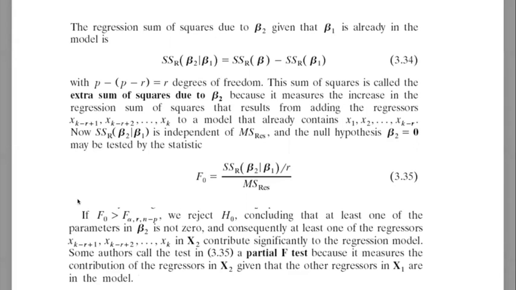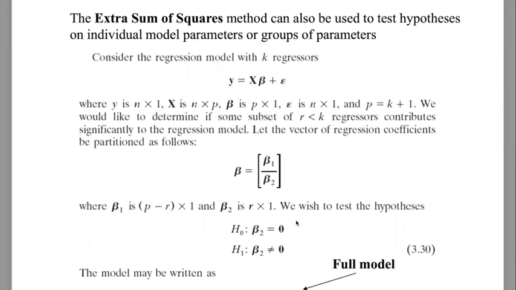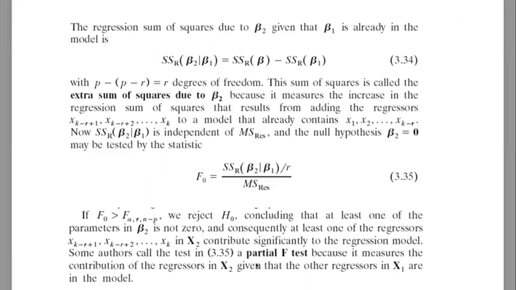And so if that's the case, if F calc here exceeds that upper alpha percentage point, then we would reject this null hypothesis. We would conclude that that beta 2 vector is not equal to the 0 vector. And so that implies that at least one of those slope coefficients contained in that beta 2 vector is non-zero. In other words, we would be concluding that the response variable is linearly related to at least one of those corresponding explanatory variables, given that the other variables that are associated with the beta 1 vector are in the model.